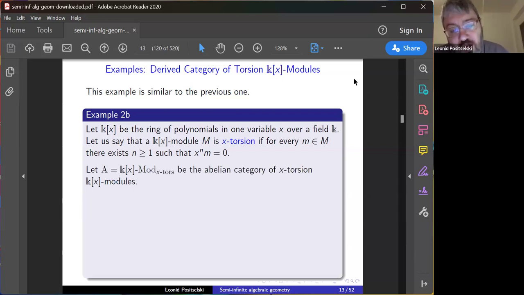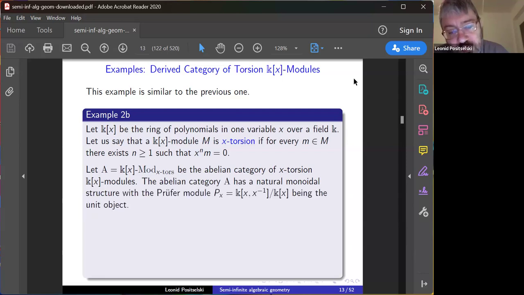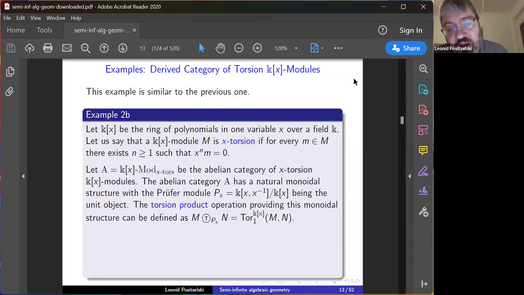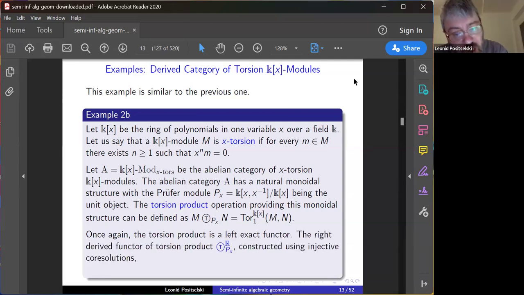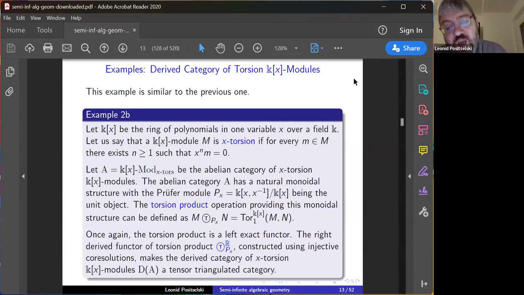Consider the abelian category of x-torsion k[x]-modules, denoted by A. The abelian category A has a natural monoidal structure with the Prüfer module being the unit object. The torsion product operation providing this monoidal structure can be defined as the functor Tor_1 over k[x] from M to N. Once again, the torsion product is a left exact functor. The right derived functor of the torsion product, constructed using injective coresolutions, makes the derived category of x-torsion k[x]-modules a tensor triangulated category.